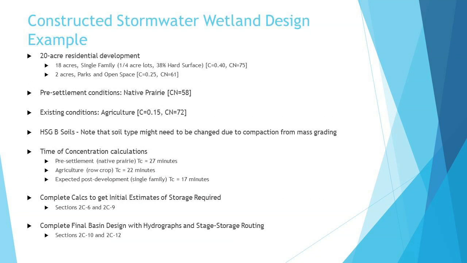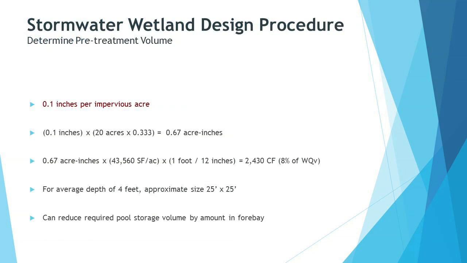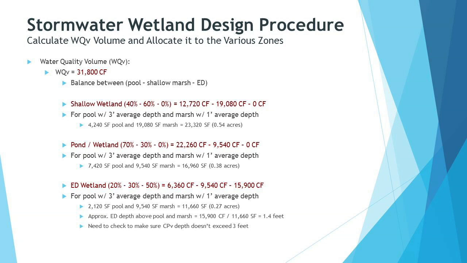And again, we'll just flip through this quickly, because the only thing that's really different about the sizing of this is assigning the water quality volume. So if we figured our water quality volume for this site is 31,800 cubic feet, you've got these different options. The shallow wetland says you want to have 40% in the pool, 60% in the shallow marsh, and 0% extended detention. So you can figure out, okay, 40% of this is this, and 60% of this is this.